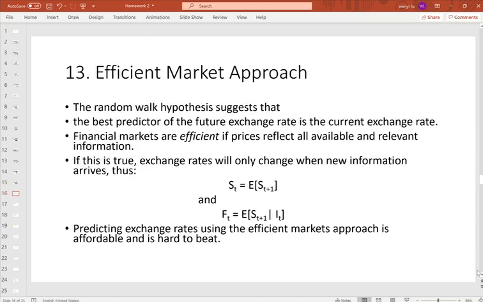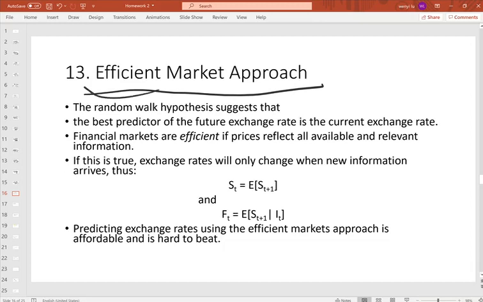Question 13 is for the efficient market approach. There are different approaches to study the foreign exchange rate. We can use the fundamentals approach, or the efficient market approach, or the technical study approach. So this one is for the efficient market approach.